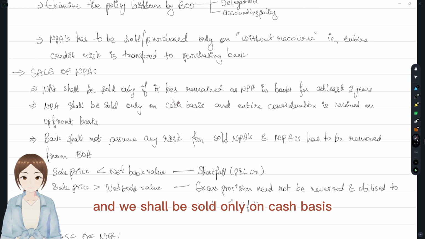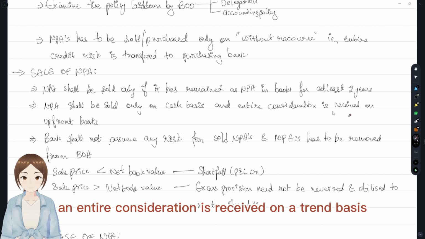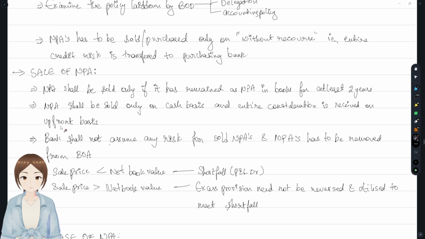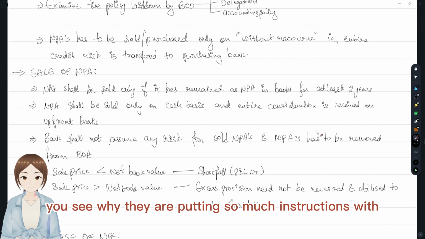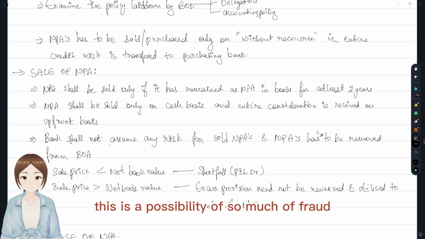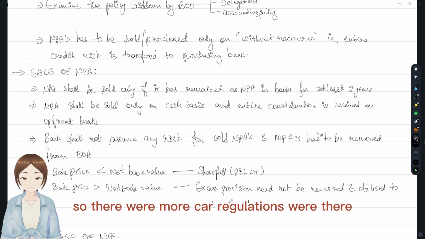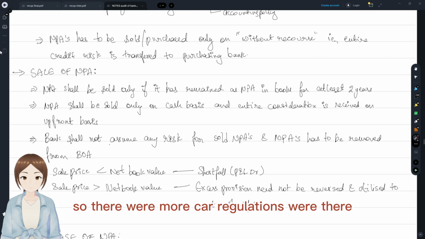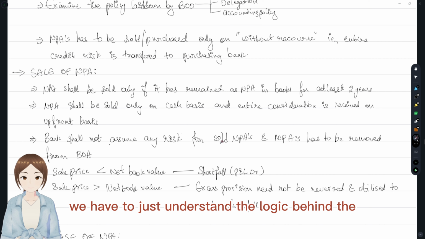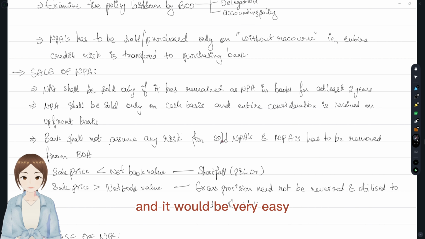NPA shall be sold only on cash basis and the entire consideration is received on an upfront basis. That is, you shouldn't exchange it for shares or debentures or stocks. Why are they putting so many instructions on this? There is a possibility of so much fraud that could be involved. So much public money was involved in banks, right? So there were more regulations. We have to understand the logic behind each regulation, and it would be very easy for us to write in an examination too.